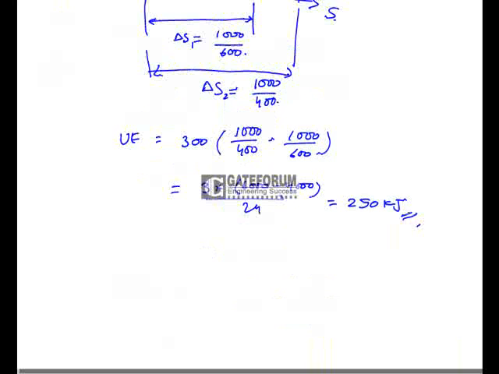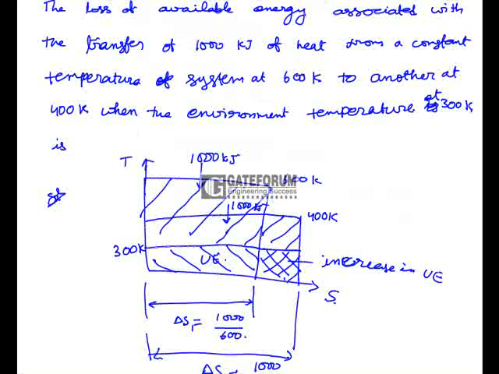So here the loss of available energy associated with the transfer of 1000 kilojoule of heat from 600 Kelvin to 400 Kelvin is nothing but the increase in unavailable energy and is equal to 250 kilojoules.